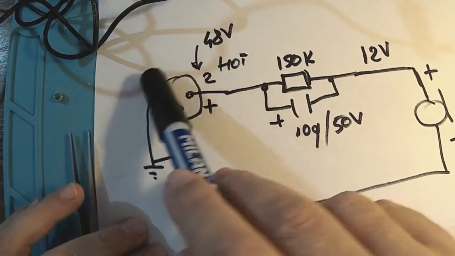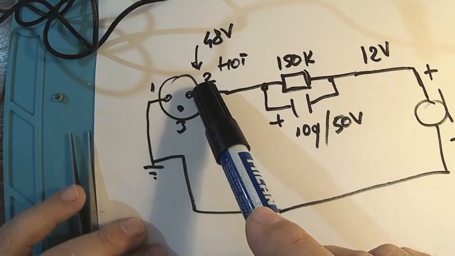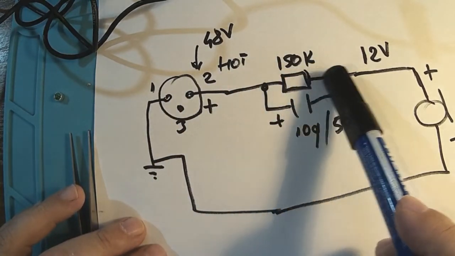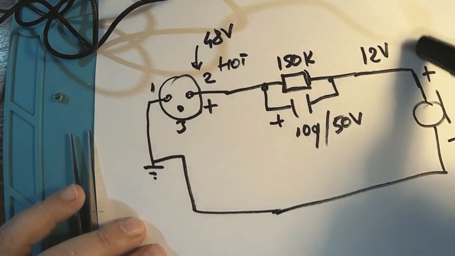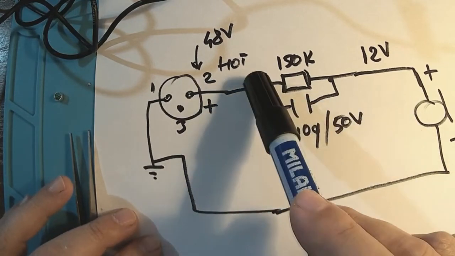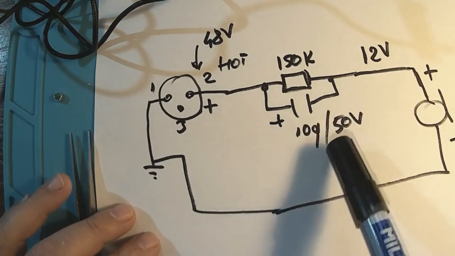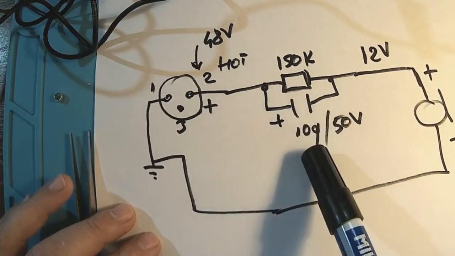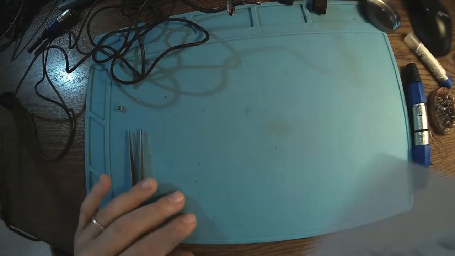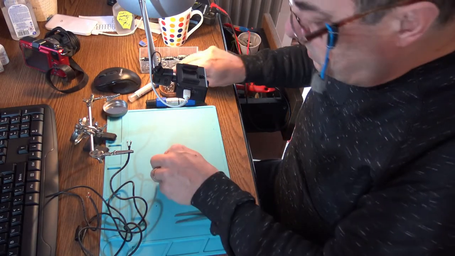And this is the XLR. We have the hot 48 volts on the pin number 2 that goes in series with a 150 kilo resistor. And here we're gonna have 12 volts. This is absolutely okay for the microphone. And also bypassing the audio signal with an electrolytic of 10 micro on 50 volts. This schematic is working great, but let's put it on and let's try to make this running.